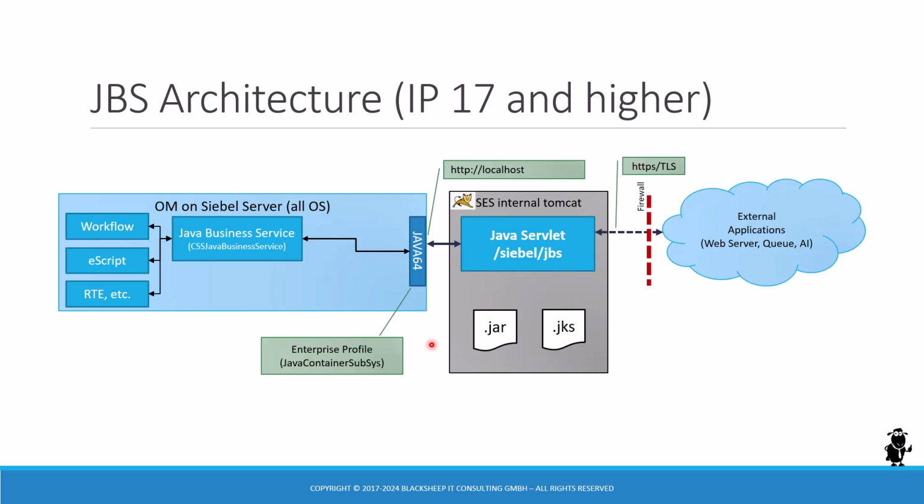So we have here an example for an external connectivity through HTTPS or TLS secured to an external, let's say, cloud application, which most of the time is a web server connection, but behind that there's probably a REST API, there's a queuing, there's Kafka, or there's an AI service that you want to talk to, whatever you please.